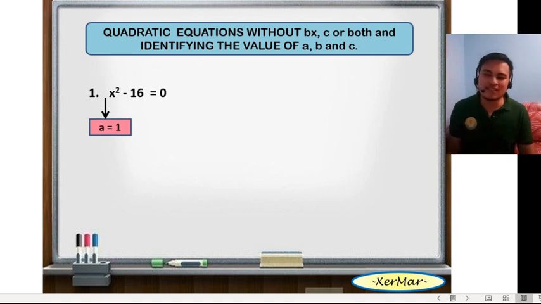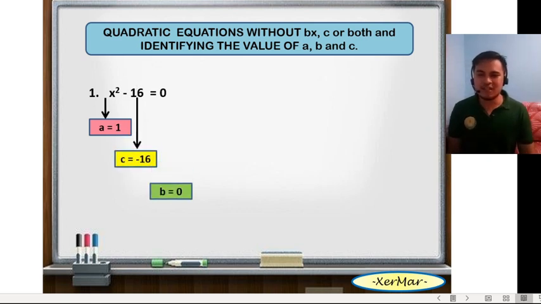Next. So, yung a natin dito ay 1, and our c is negative 16. Yung b natin ay 0. Next, number 2, we have 3x squared minus 21x equals 0. So, ano-ano lang ang terms na meron tayo? We have the quadratic term and then the linear term. So, ibig sabihin, wala tayong constant term. So, yung value ng c ay 0.